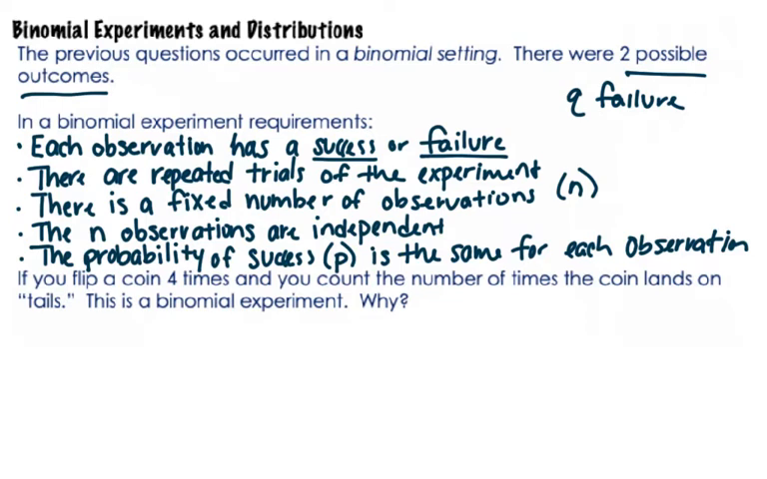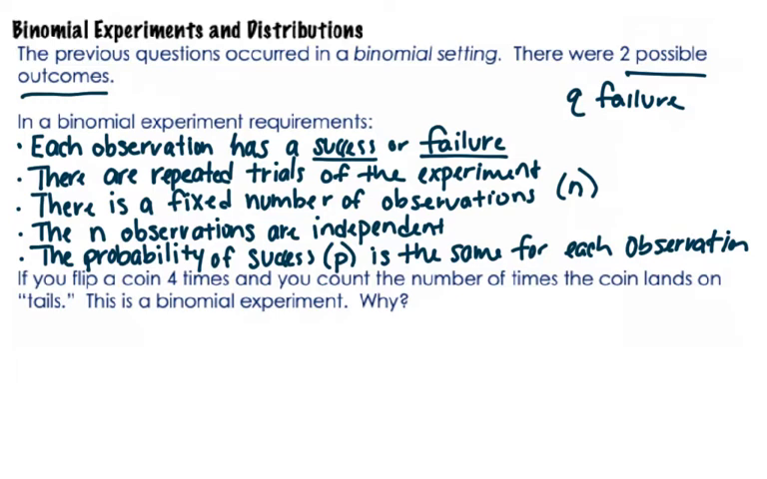If you flip a coin 4 times and you count the number of times the coin lands on tails, this is a binomial experiment. Why? Because there are repeated trials. There are 4 coin flips. Each trial can only have one outcome. It either lands on heads or lands on tails. The probability of success is constant, so 0.5 every time. And the trials are independent, so the outcome of one toss does not affect the outcome of the next toss.